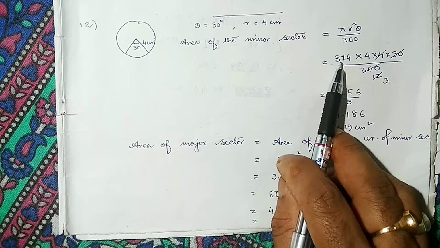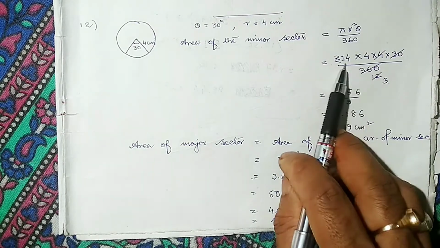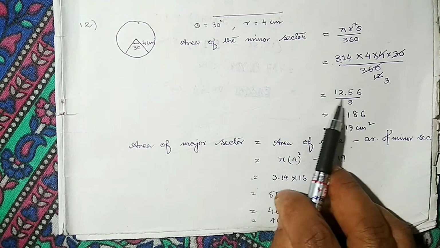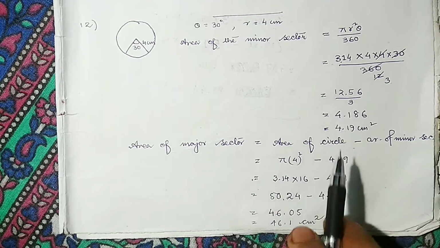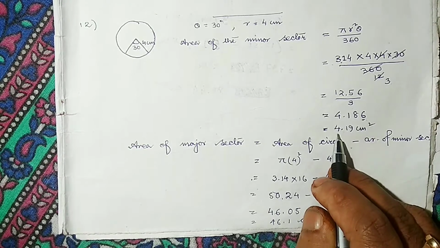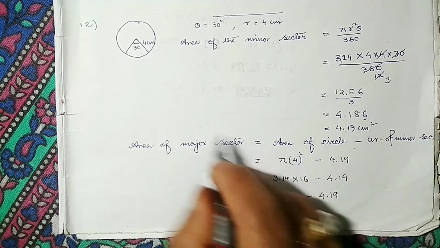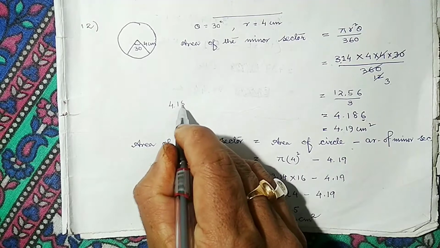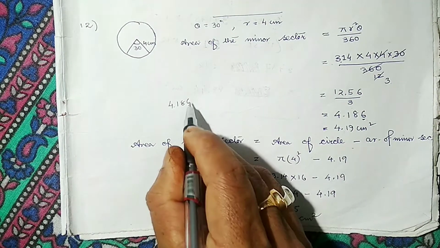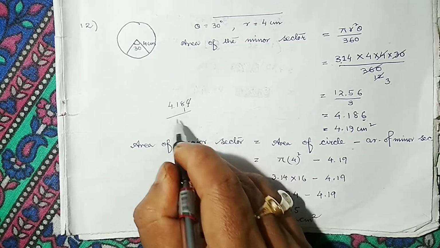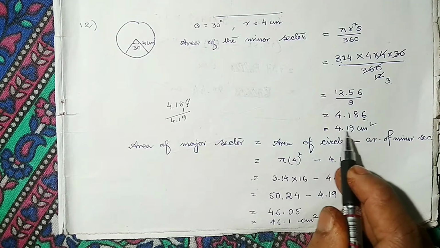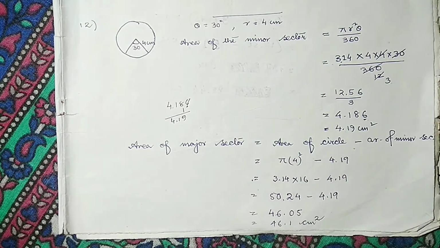Now 3.14 into 4 will give 12.56 divided by 3. If 12.56 is divided by 3, we will get 4.186, which on rounding will become 4.19. Since this digit is more than 4, cut and you add 1 here, so it will be 4.19. Therefore, area of the minor sector is 4.19 centimeter square.